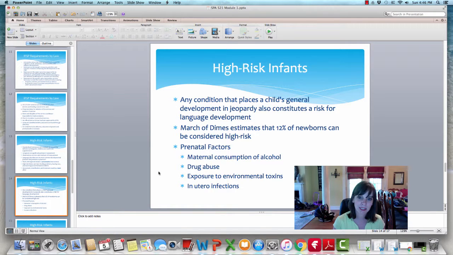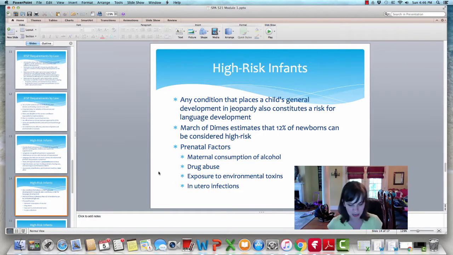The March of Dimes estimates that 12% of newborns can be considered high risk. So that's 12% of those premature babies, in addition to the ones that have those prenatal conditions already established. So what are some prenatal factors? Maternal consumption of alcohol, which can lead to fetal alcohol syndrome, drug abuse, which would also be a syndrome, usually in the same classification area as fetal alcohol syndrome. Exposure to environmental toxins such as lead, mercury, other heavy metals, and then in utero infections such as rubella, cytomegalovirus, and toxoplasmosis also put a child at risk.